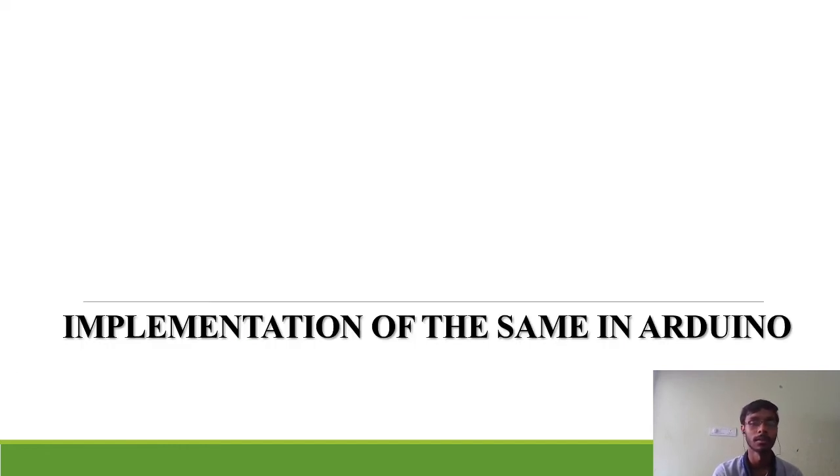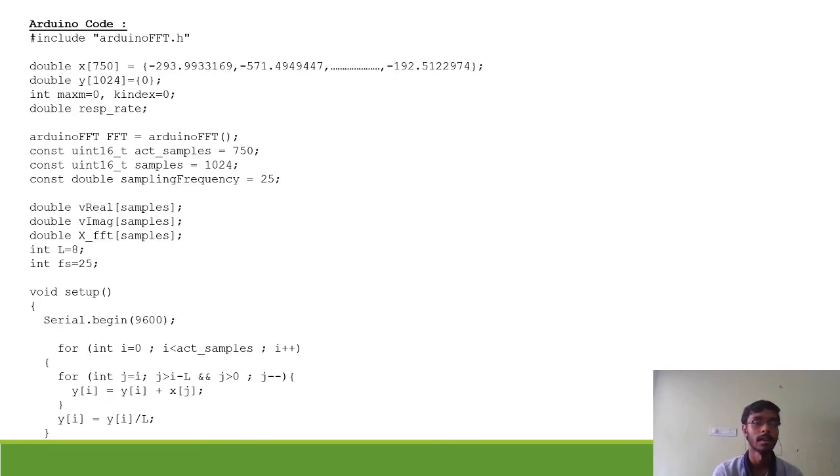So now we need to do the same implementation in Arduino. First we included the library, we took 750 samples, then the nearest power of 2 is 1024. We are declaring the maximum K index and respiration rate. Now we are declaring an object, number of samples, sampling frequency, and we are declaring arrays V real and V imaginary. X of FFT is not needed, I forgot to remove it.